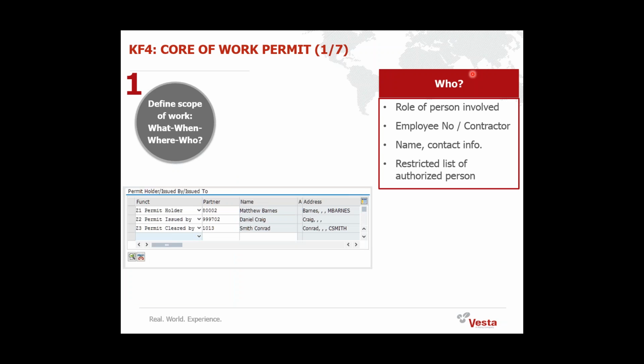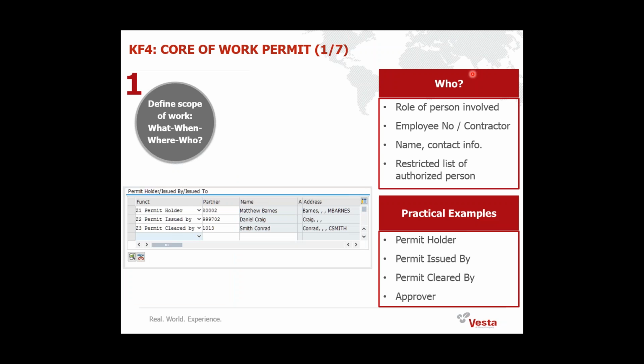Who is going to do it? For this you have the standard partner determination available in SAP, so you can define your own partner roles and put in the partners that you need. So practical examples: you have a permit holder, you can see who issued the permit, and you can also see who cleared the permit.